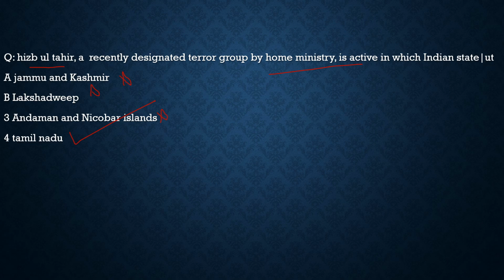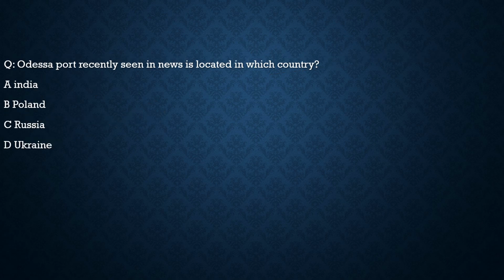With respect to this, let's move to the last question from the current affairs. It says the Odisha port recently seen in news is located in which country? India? No. Poland? No. Russia? No. Ukraine? Yes, 100%, as it was attacked by Russia. This port was under the Black Sea Grain Initiative, which was signed between Russia and Ukraine, but recently Russia went away from this initiative, from this agreement.